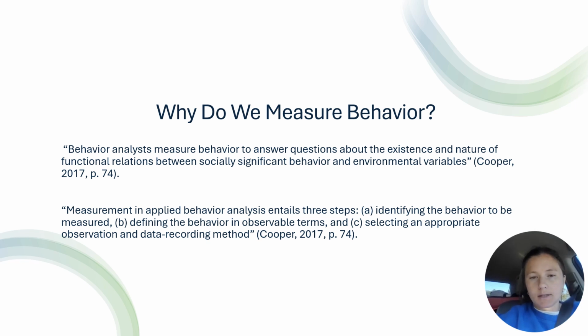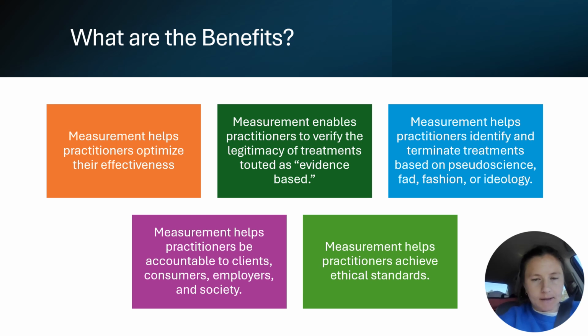Cooper says behavior analysts measure behavior to answer questions about the existence and nature of functional relations between socially significant behavior and environmental variables. Measurement in applied behavior analysis entails 3 steps. 1. Identifying the behavior to be measured. 2. Defining the behavior in observable terms. And 3. Selecting an appropriate observation and data recording method. For the purpose of minimizing the time for this assignment, we will just focus on Part C, specifically the data recording method.